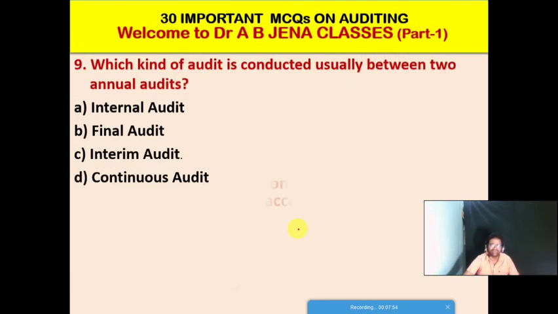So next one MCQ, which kind of audit is conducted usually between two annual audits? A, it's internal audit. B, it's final audit. C, it's interim audit. D, it's continuous audit. Friends, so C is the right option for this MCQ. I mean, the interim audit is conducted usually between two annual audits. So C is the right option for this MCQ.